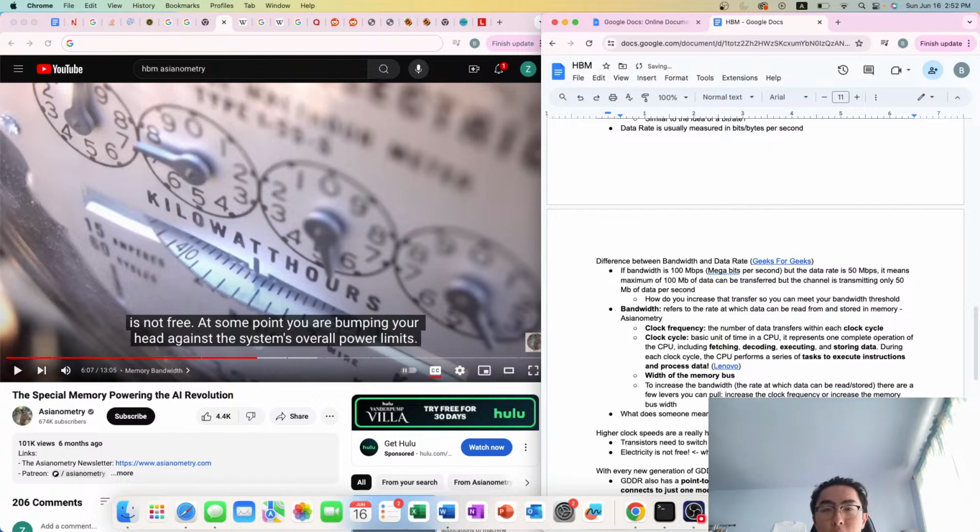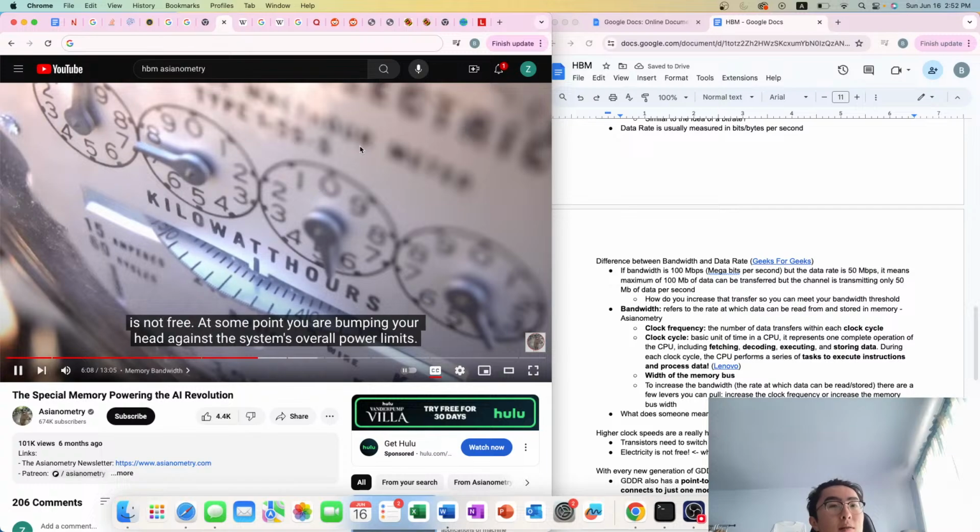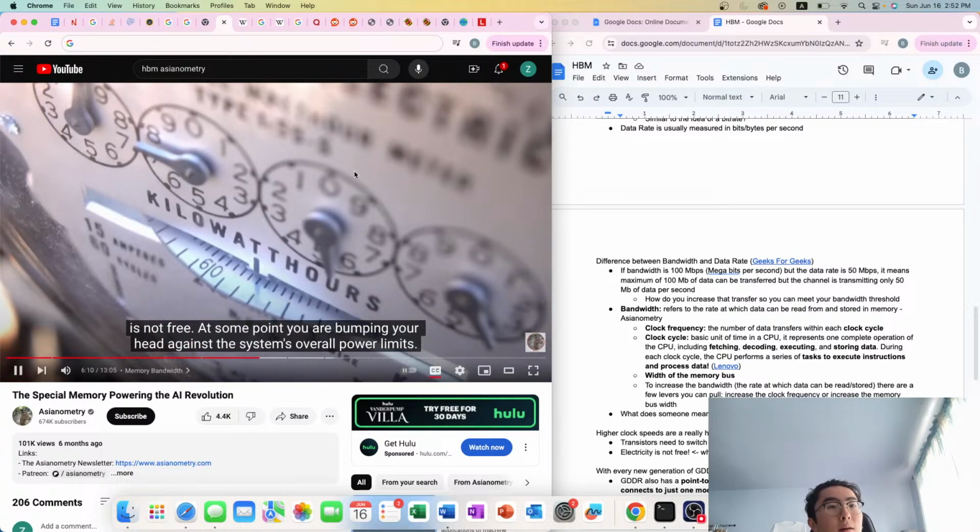So what does this mean? I guess if there's too much energy, it just blows up. I don't know. You end up bumping your head against the system's overall power budgets.